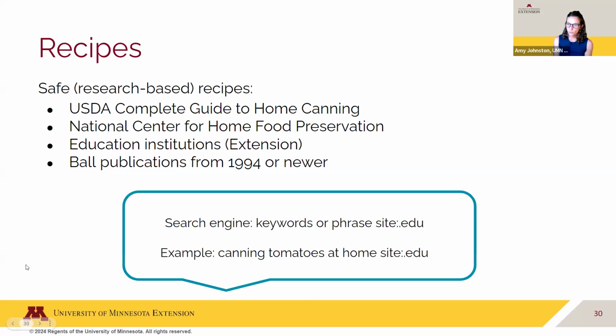When you're searching for those education institution recipes, you're probably going to do it on the internet. To refine your search results to only show results from education institutions, in your search engine, you'll type in your keyword or your phrase followed by site:/edu. For example, canning tomatoes at home, site:/edu. That's going to limit your search results to only pages that have been published by a university.